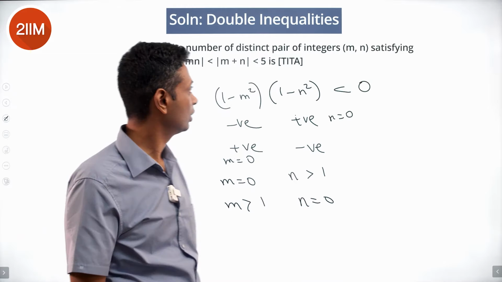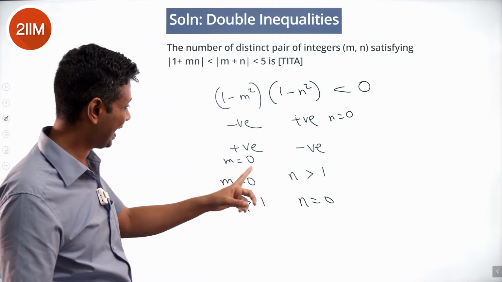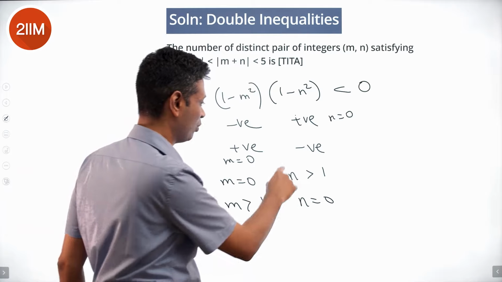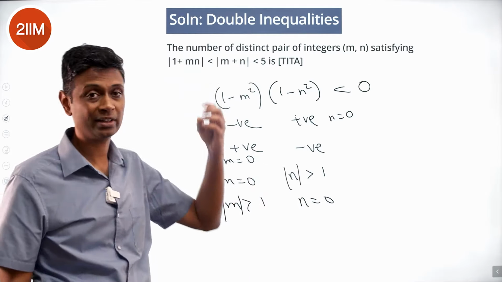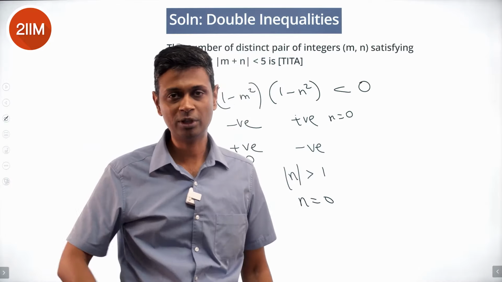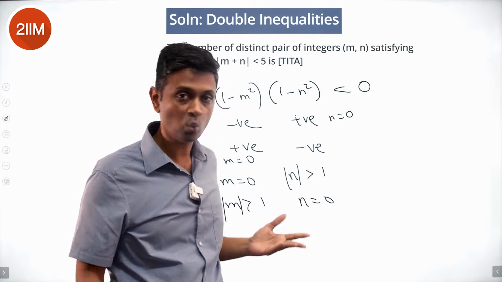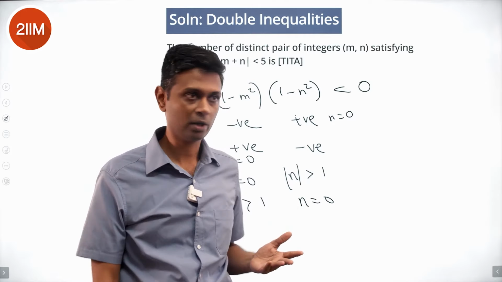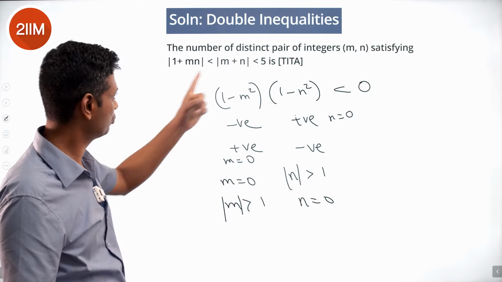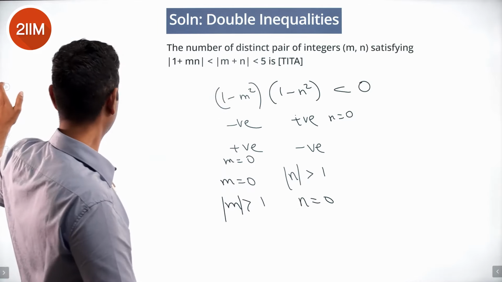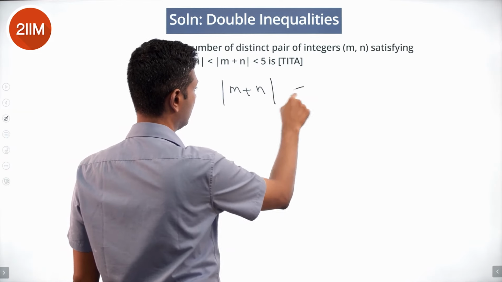That's a possibility. Now let's come back to this question. It's not n greater than 1, this is mod n greater than 1, mod m greater than 1, because we're talking about n square. So plus 1 works and minus 1 works, plus 2 works and minus 2 will work. Plus and minus 1 will not work, plus 2 and minus 2 will work. Modulus of m plus n less than 5. This is an interesting thing. So let's attack that. Modulus of m plus n less than 5.